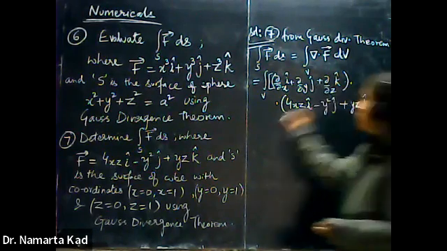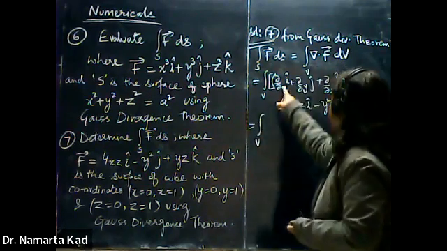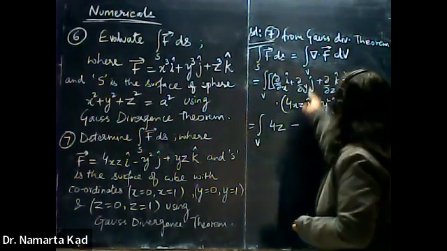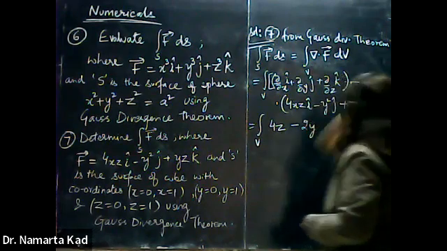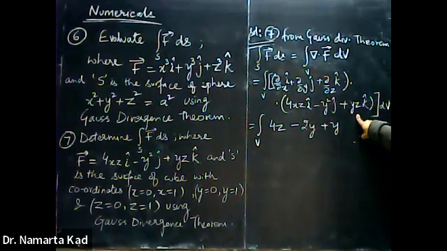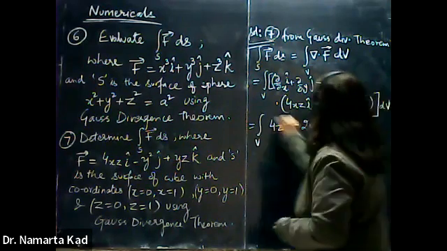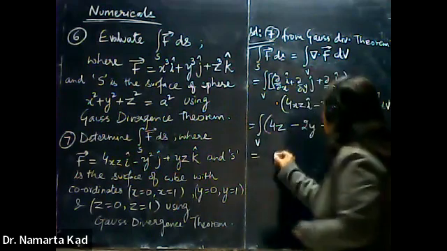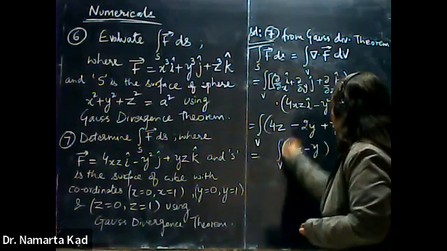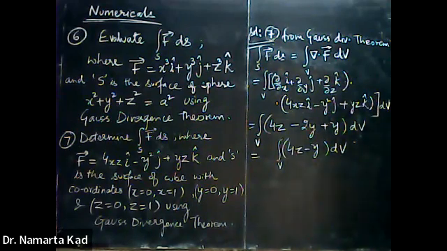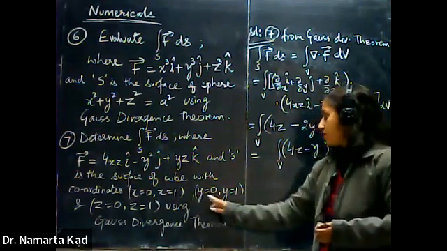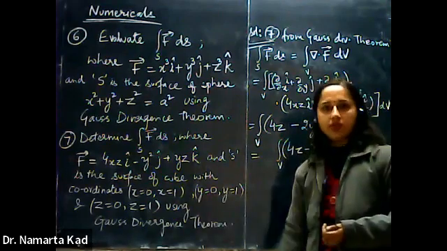Now just solve this divergence first. So this is the volume integral of the partial derivative of 4xz with respect to x, which gives 4z, then minus 2y, plus y, the partial derivative with respect to z, which gives only y, dv. Now just reduce it, so this gives you 4z minus y dv. As the surface is in the form of a cube, x is 0 to 1, y is 0 to 1, and z is again 0 to 1. Now just put down their limits and solve the integration.